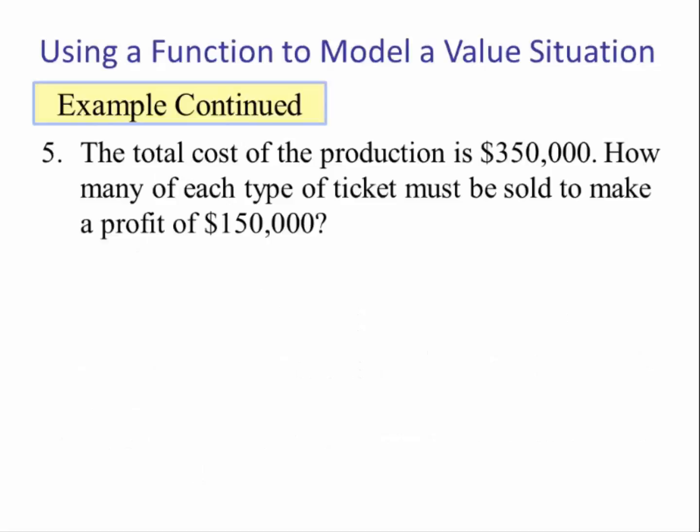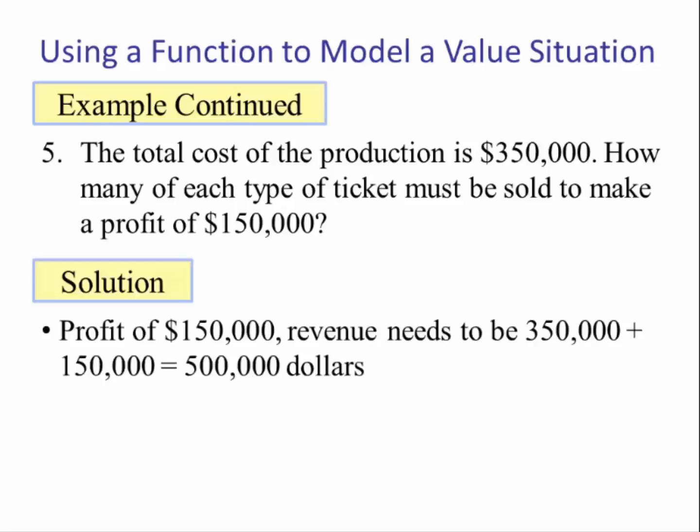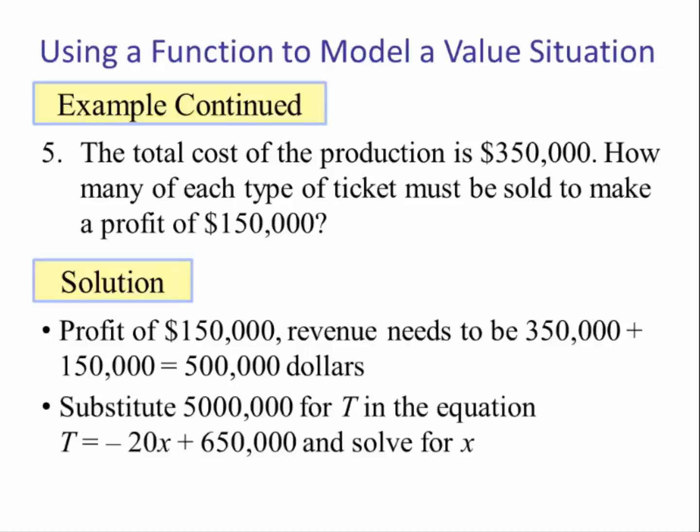Number 5. The total cost of the production is $350,000. How many of each type of ticket must be sold to make a profit of $150,000? Solution: a profit of $150,000 is what we make beyond the total cost of the production. So we take the cost of production, $350,000, plus the profit that we want, $150,000, which means the total revenue will need to be $500,000. Next we substitute $500,000 for T, and then we solve for X.